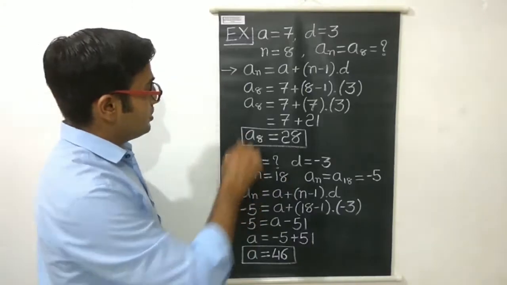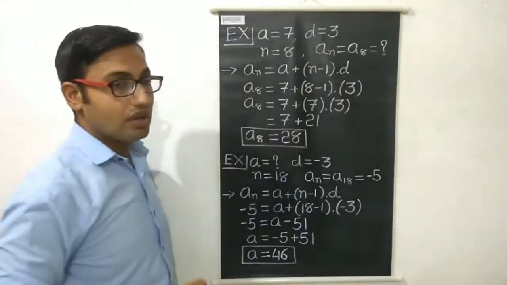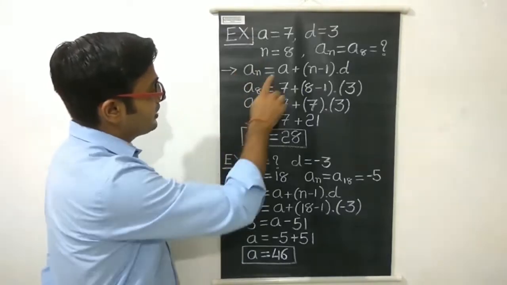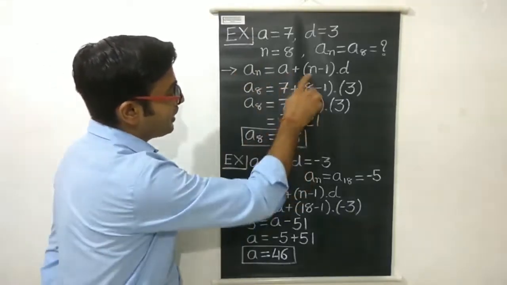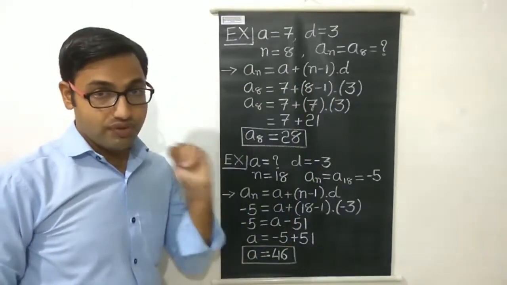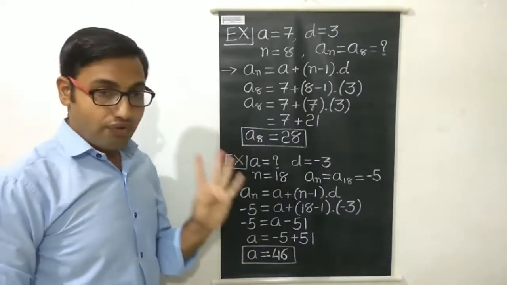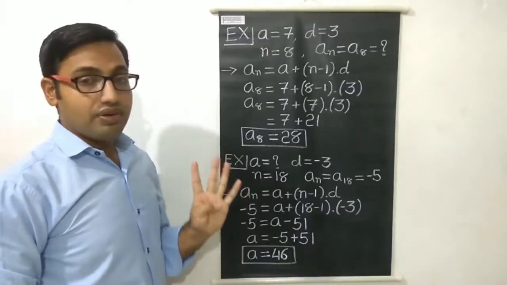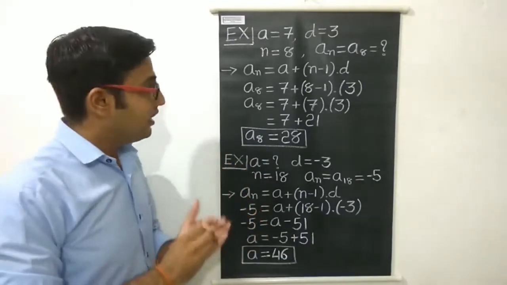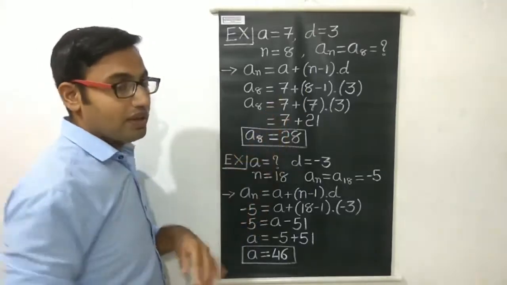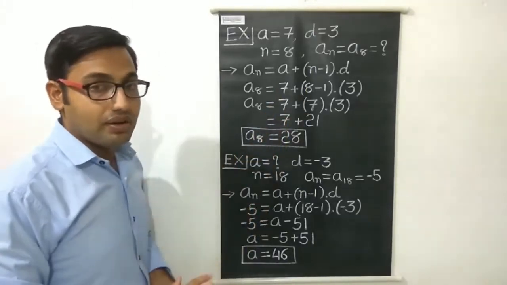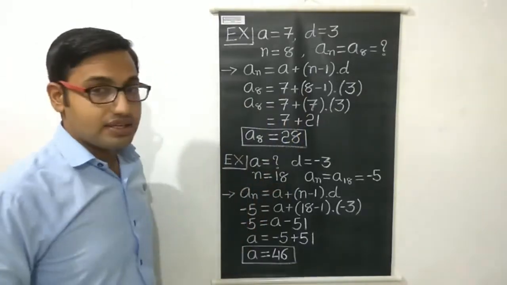So notice this formula again. How many variables are there? The first variable is an, the second one is a, the third one is n, and the fourth one is d. Total 4 variables are there. So out of 4 variables, we are given 3 variables and asked to find the fourth variable. Then we have to use the same formula, and by using this formula we can get any variable. Okay, so let's see another example.